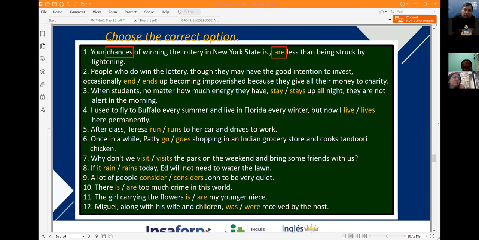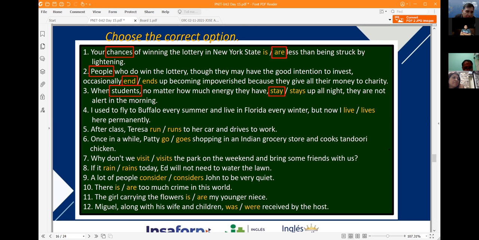Okay, now the group's closed. Let's continue. Okay, I'm going to give you the answers and you compare them to the ones that you have done. People who win the lottery, though they may have the good intention to invest occasionally, and because we're talking about people, plural. People are, people know, people cook, people study, okay? When students, no matter how much energy they have, stay, because students is plural. When students, no matter how much energy they have, they stay up all night, they are not alert in the morning.